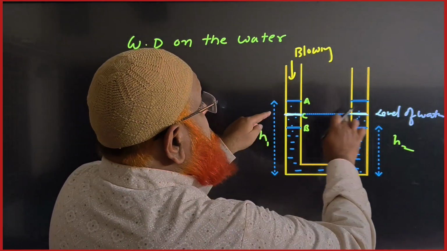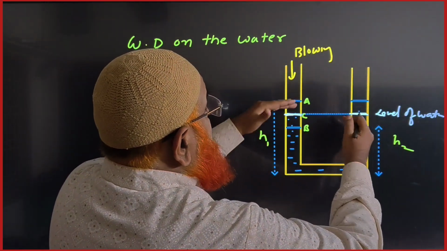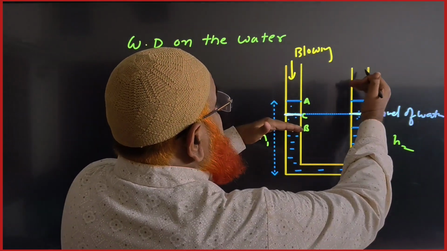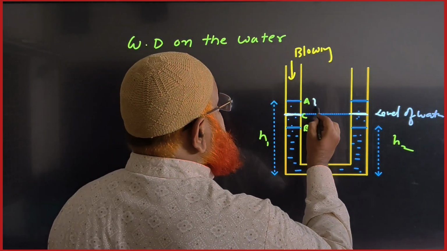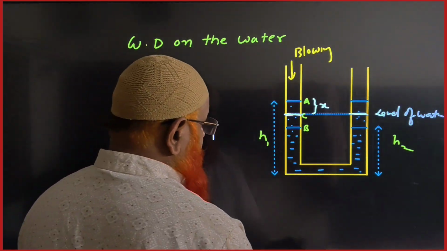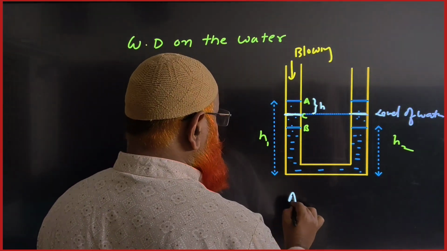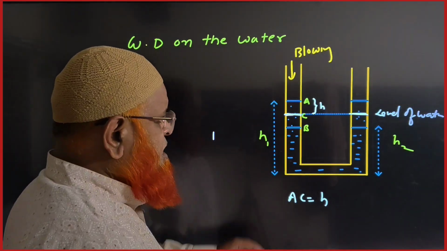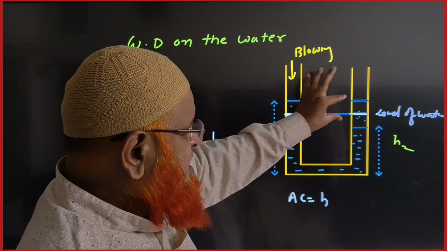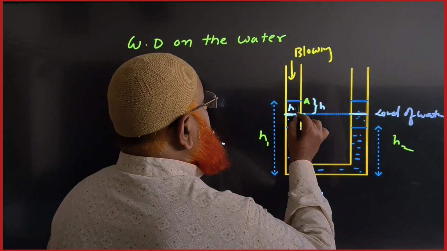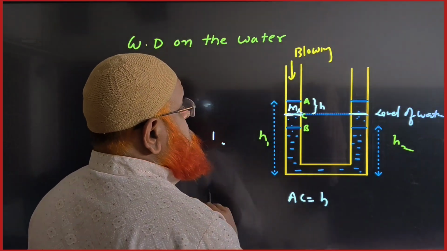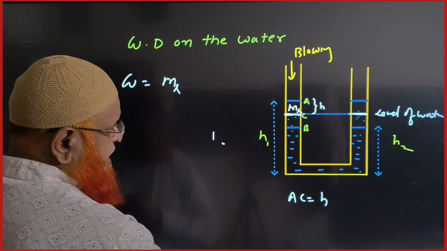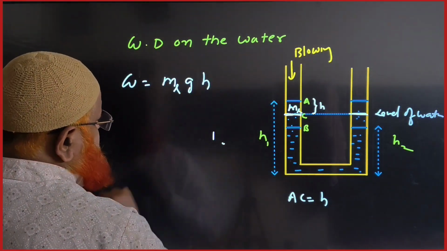But what is the equilibrium position? This is the actual level of the water. When this level comes down, the other level moves up. So how much height is it going to rise? Let us take this height as x, or you can take it as h here. That means AC is equal to h. What is the mass of the liquid? ml is the mass of the liquid which is lifted upwards, on either side, into g into height h.